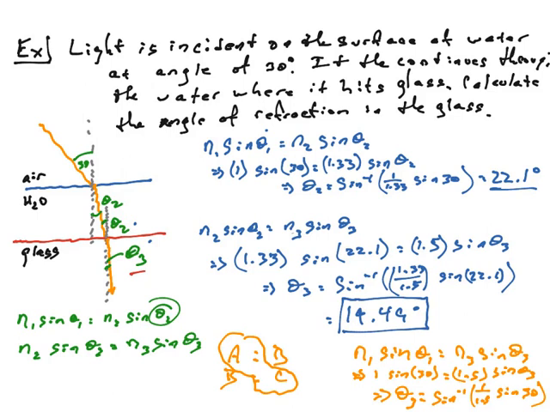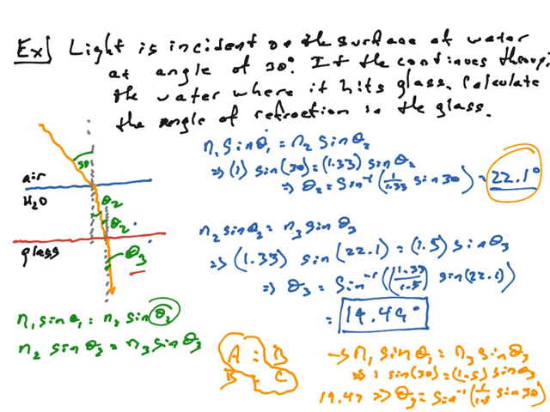Plugging this into my calculator, 1 over 1.5 times sine 30, inverse sine, and I get 19.47. Now, it's not exactly the same, but that's purely because when I got this number, 22.1, I rounded. It was 22.08. But doing this, there's no rounding, and so I get the exact answer. But you could see, 19.47, 19.49, it's the same answer. So this is really, really good thing to know.